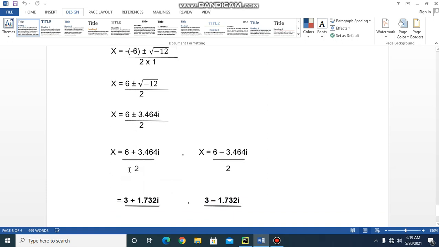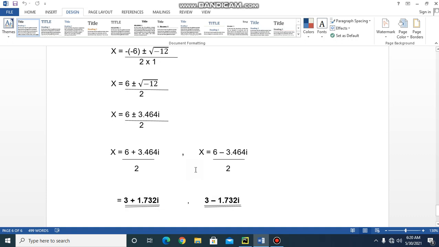Then you get 6 plus 3.464i by 2 and 6 minus 3.464i by 2. On solving this, you get these conjugate roots 3 plus 1.732i and 3 minus 1.732i. Here the real part is the same, that is 3, and the imaginary parts are different.